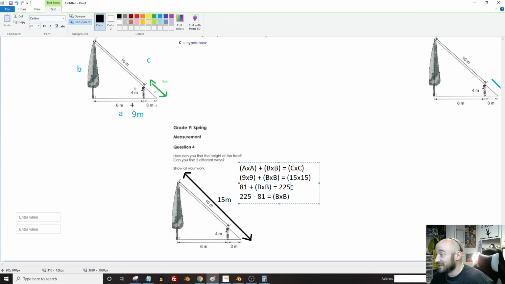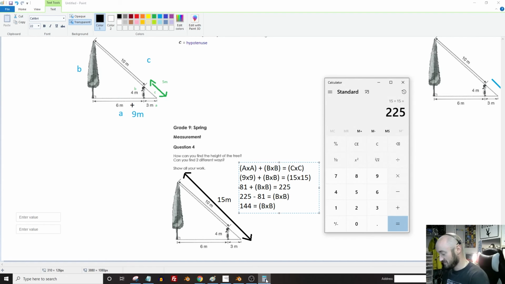Sorry, this is kind of rambly. This is actually quite a bit harder than I thought it would be. So if 81 plus some amount is equal to 225, we can also say that 225 minus 81 will be equal to some amount. And 225 minus 81 is 144, which is equal to b times b. Let's just make sure: 225 minus 81, 144.